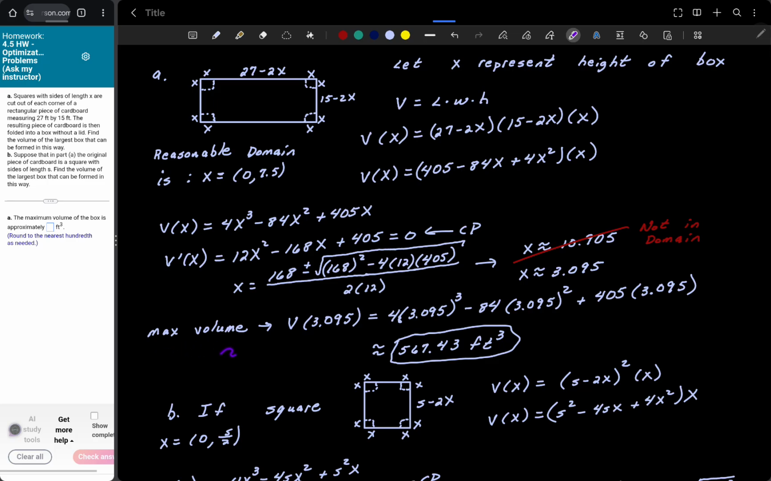So then in order to find the maximum volume, I just evaluated my volume function right up here at 3.905, plugged 3.905 in for x, and I got that answer.